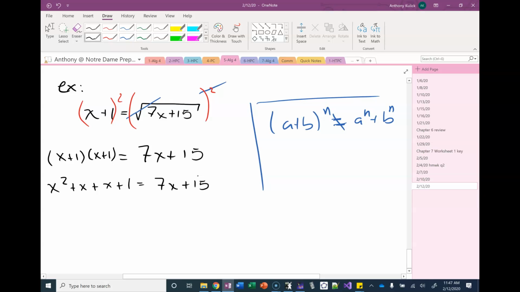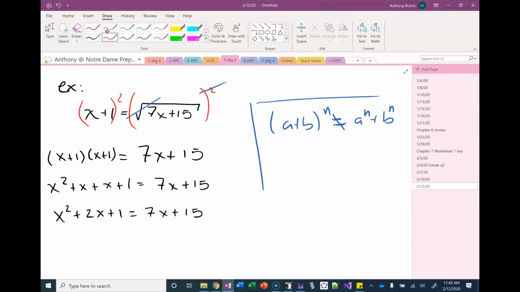Okay. So I notice I can combine some like terms. So I can do x plus x to give me 2x. And what kind of an equation do I have now? This is some quadratic, right? We've studied these a lot first semester. What do I need to do to solve a quadratic equation?